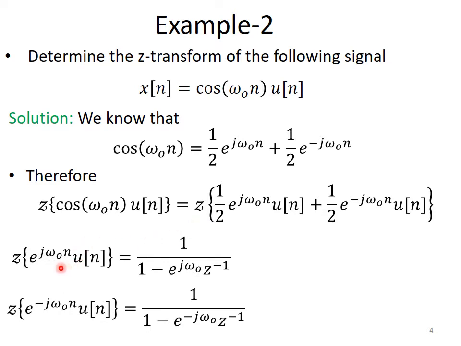So the Z transform of an exponent into u of n we know is equal to 1 upon 1 minus e power j omega naught into z power minus 1, just like the one we solved in example 1. Whatever power of n is multiplied with u of n, this is what the Z transform would look like. Similarly, with the negative power, it would be 1 upon 1 minus e power minus j omega naught into z power minus 1. Now we can combine.